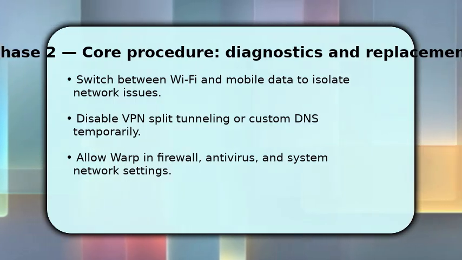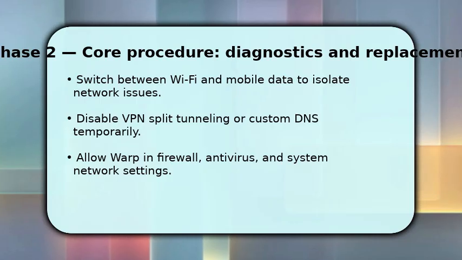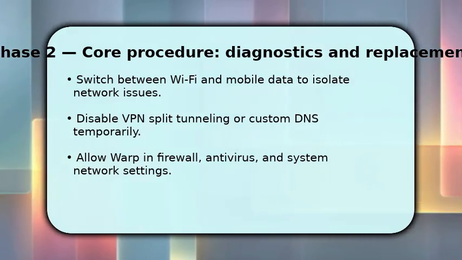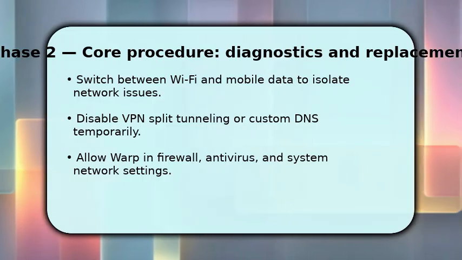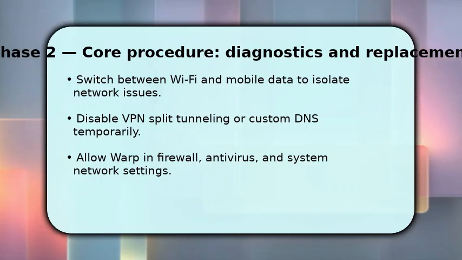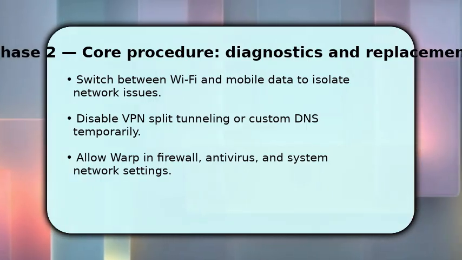Make sure any firewall or antivirus isn't blocking Warp. Add an allow rule and allow necessary system network permissions. Once these settings are aligned, attempt to reconnect. If the app still fails, proceed to the diagnostic logs and advanced resets.